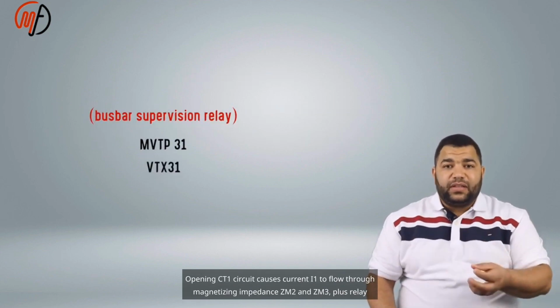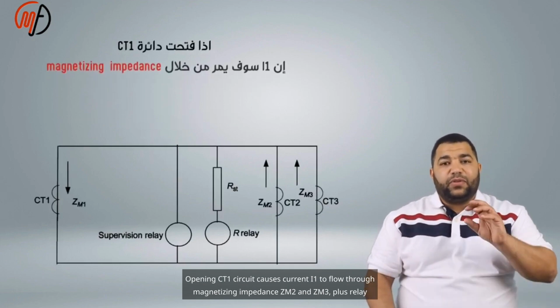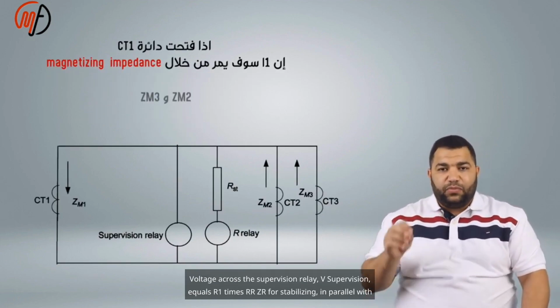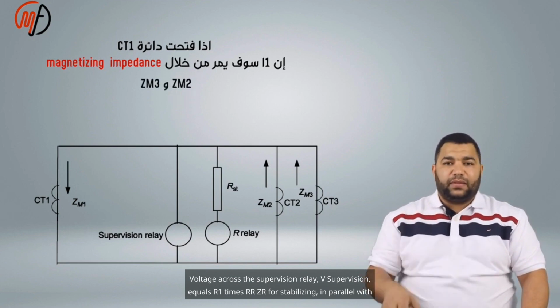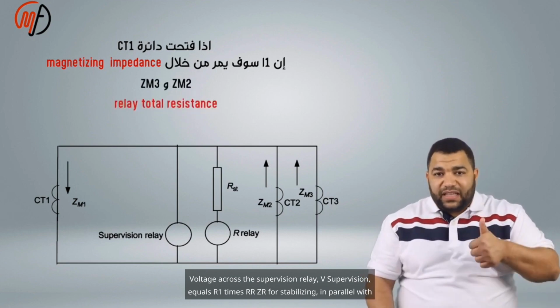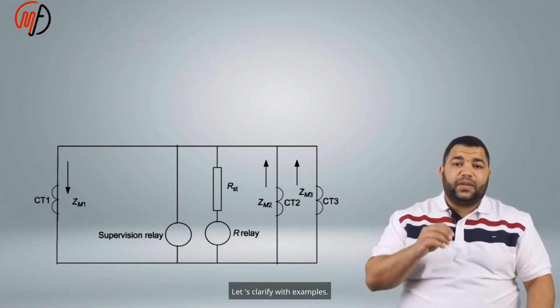Opening the CT1 circuit causes current I1 to flow through magnetizing impedances ZM2 and ZM3 plus the relay resistance R relay and R stabilizing. The voltage across the supervision relay, V supervision, equals I1 times the parallel combination of R relay, R stabilizing, ZM2 and ZM3. Let's clarify with examples.